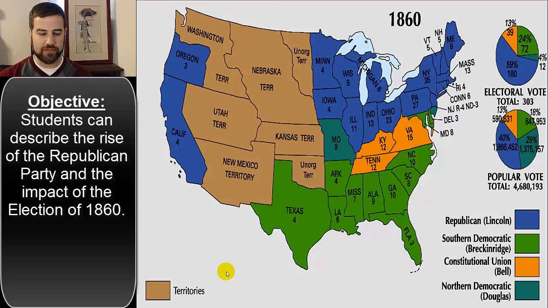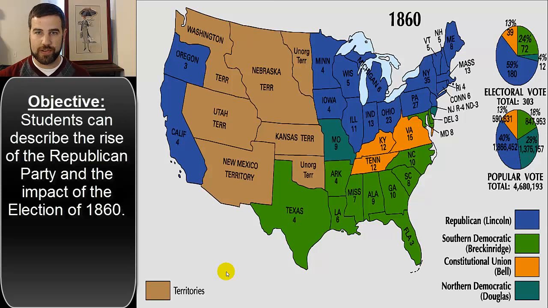So here are the results of 1860. So Lincoln won 180 out of 183 electoral votes in the free states, and that's where he got his winning from, is from the free states. But he did not even bother to campaign in the southern slave states and won no electoral votes there.